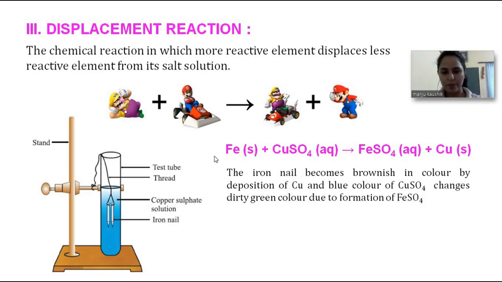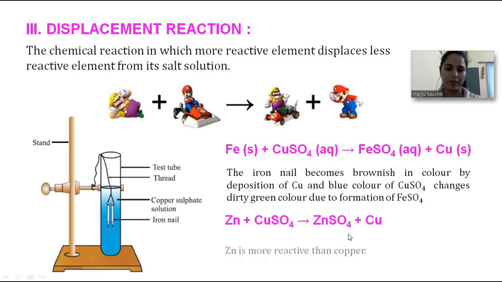Okay, students. So let us see another example. When we add zinc to copper sulfate solution, again zinc is more reactive as compared to copper, so it can displace copper from its salt solution, forming zinc sulfate, because zinc is more reactive than copper. So students, these were displacement reactions.